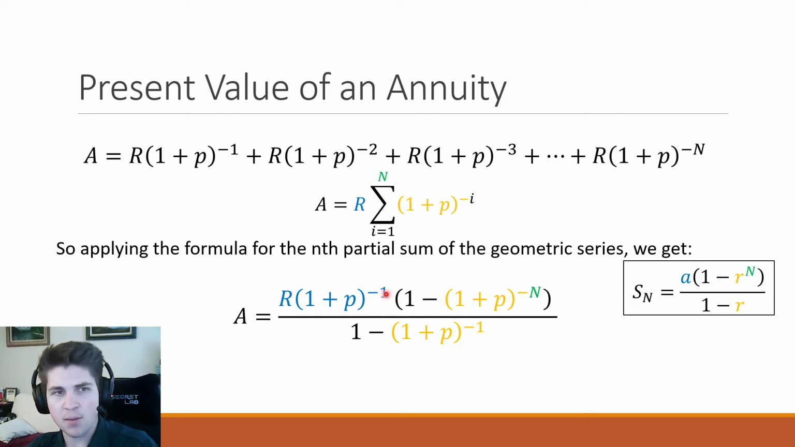I plug in the first term, which was just r times (1 plus p) to the minus 1. I plug in the common ratio, which, because each term was multiplied by (1 plus p) to the minus 1, is (1 plus p) to the minus 1. And here it's (1 plus p) to the minus n, because the ratio is exponentiated by the number of terms, which was just our generic n to begin with. So this will give us the formula for the sum of the future value of an annuity. And it turns out there's an awesomely neat way to simplify this, which is on the next slide.